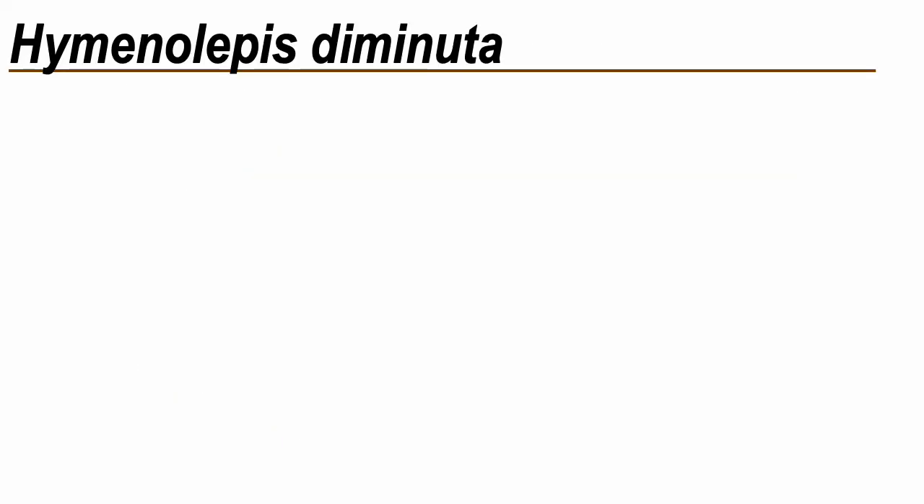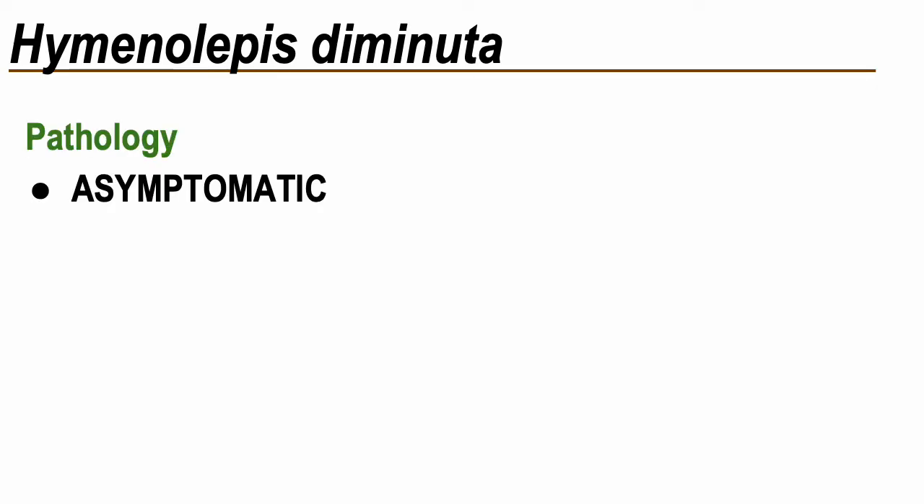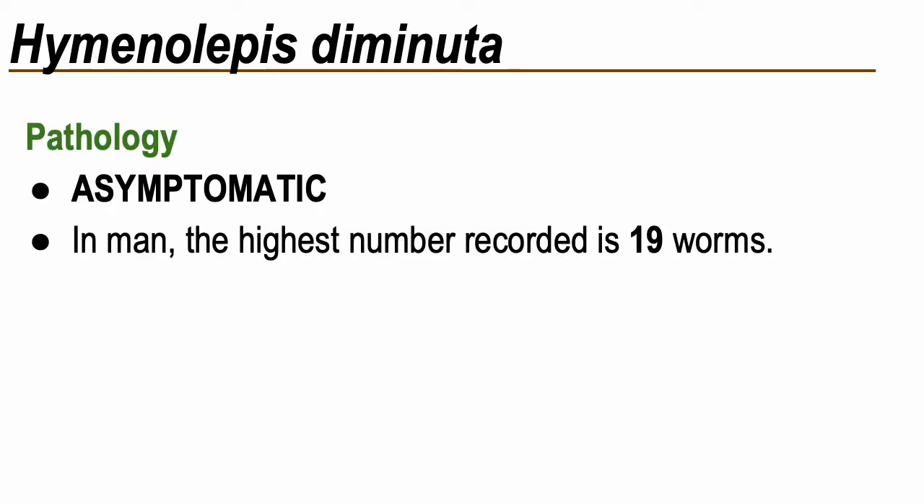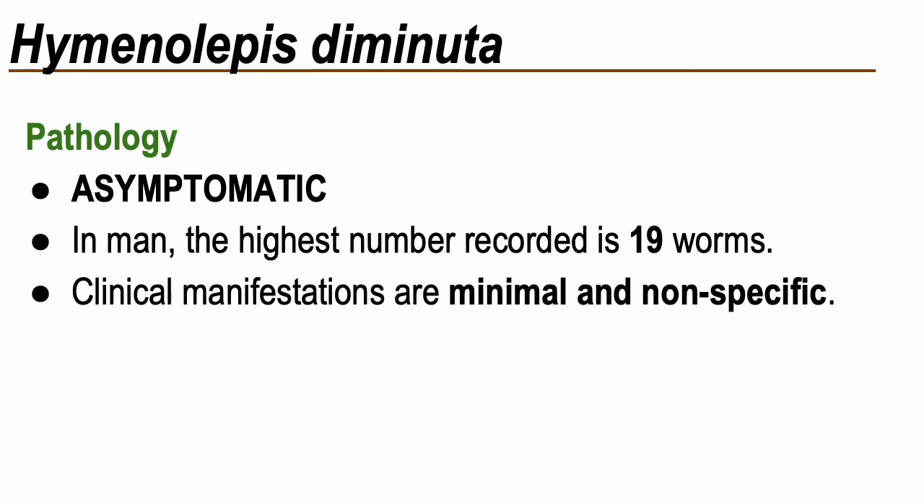For the pathology of this parasite, normal healthy people usually manifest asymptomatic infections, and the highest number of recorded worms is 19. Clinical manifestations at later or chronic stages are minimal and non-specific and usually resolve on their own. One good reason why Hymenolepis diminuta is not pathogenic in nature is that the lifespan of H. diminuta in humans is short, which is why human infections are usually at light stages only.